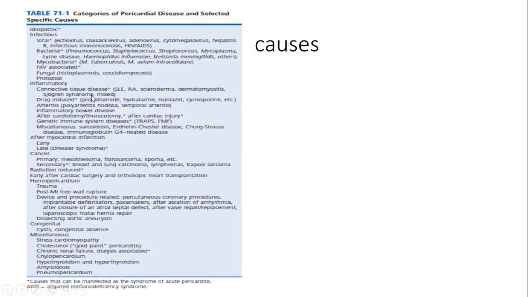So we have connective tissue disease, and chief among these are systemic lupus erythematosus, rheumatoid arthritis, scleroderma, and then Sjogren's syndrome. Drugs are also known to cause acute pericarditis. So we have procainamide, hydralazine, and the others are listed there.